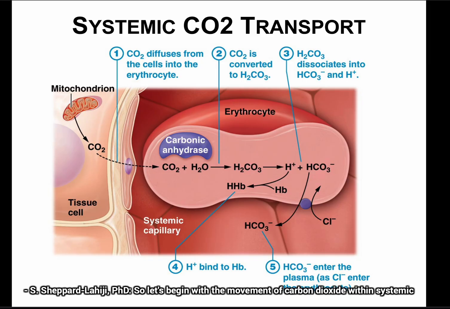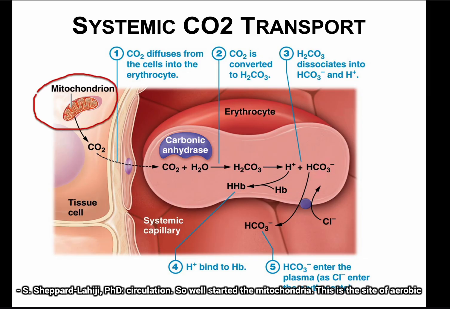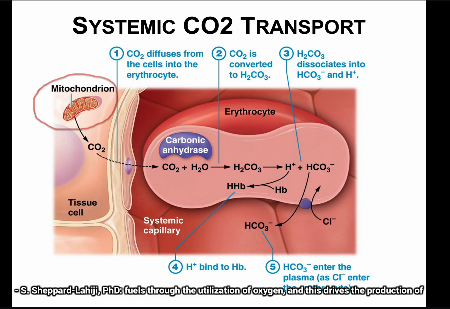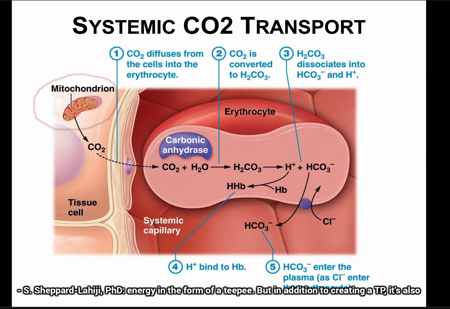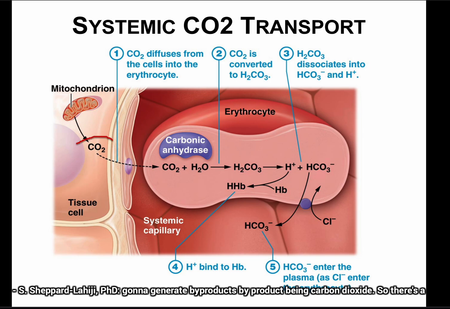So let's begin with the movement of carbon dioxide within systemic circulation. We'll start at the mitochondria. This is the site of aerobic respiration. And aerobic respiration is the breakdown of organic fuels through the utilization of oxygen. And this drives the production of energy in the form of ATP. But in addition to creating ATP, it's also going to generate a byproduct, that byproduct being carbon dioxide.